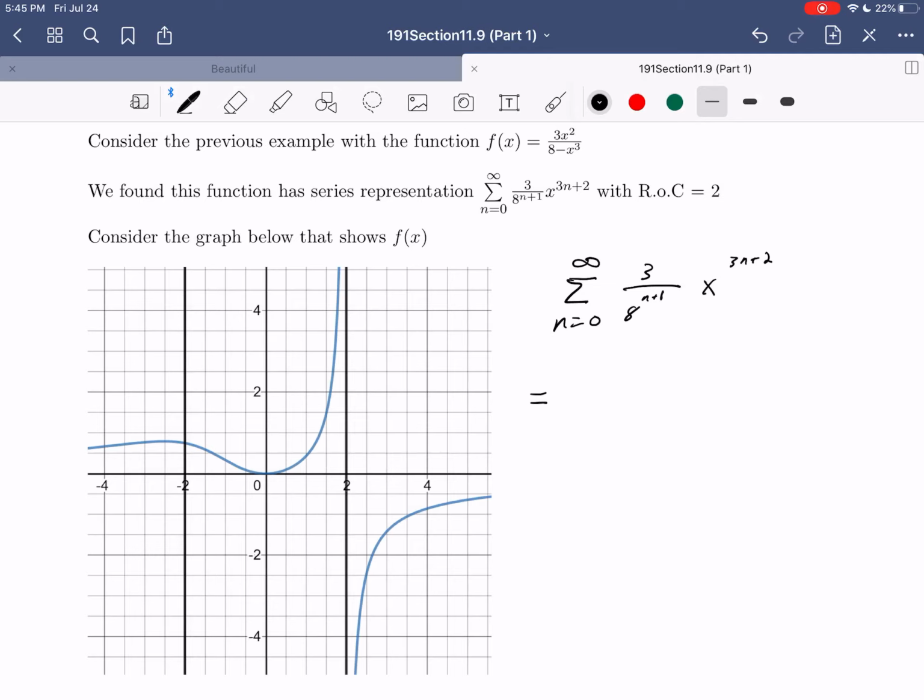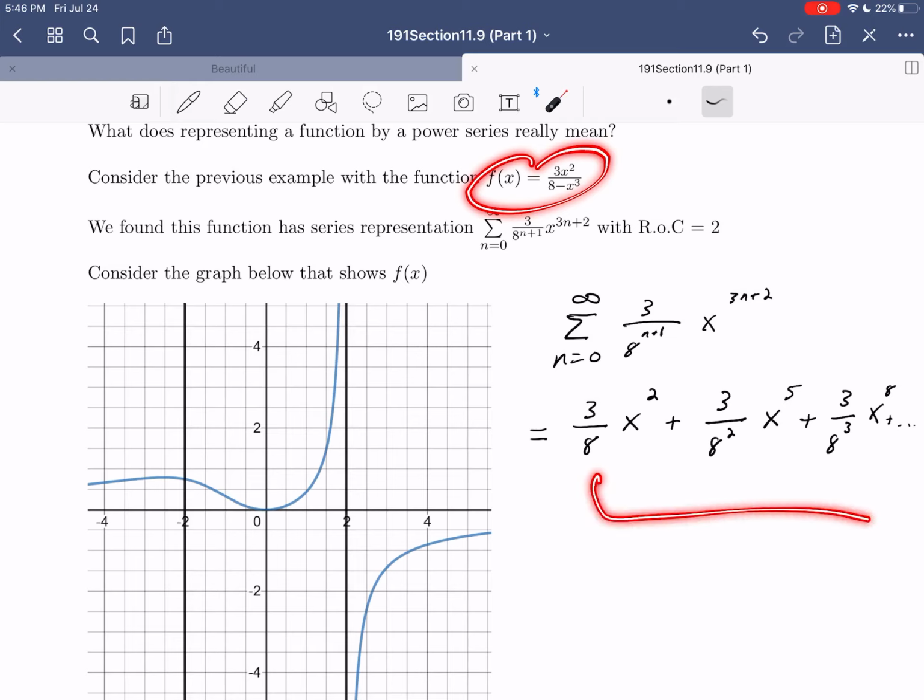So this, if we do n equals 0, would be like 3 over 8 x squared, and then plus when n is 1, we'd have 3 over 8 squared x to the 5th. And then when n is 2, we'd get 3 over 8 to the 3rd, x to the 8th, and then plus dot, dot, dot. So remember, we're saying that this function is equivalent to this infinite series. So it should be roughly similar to this finite function.